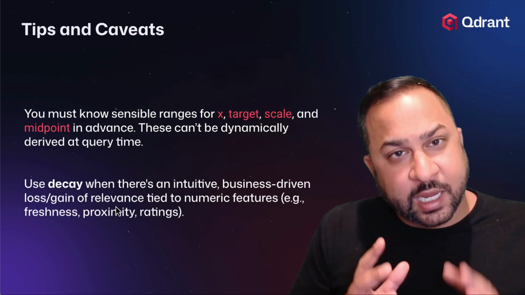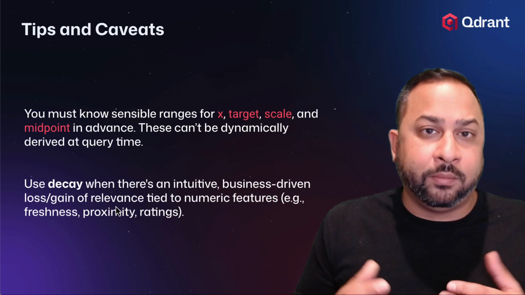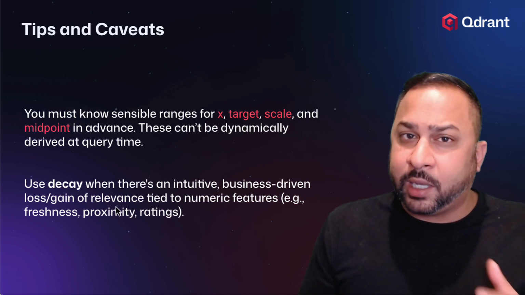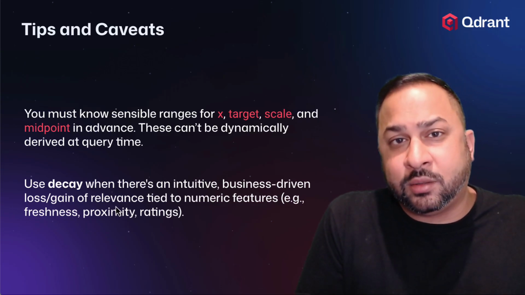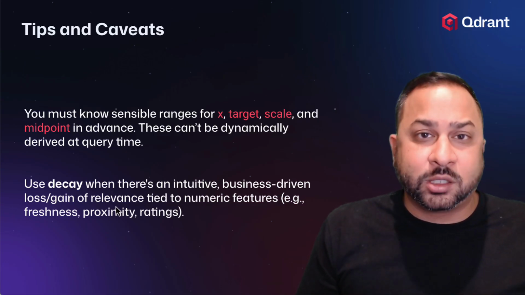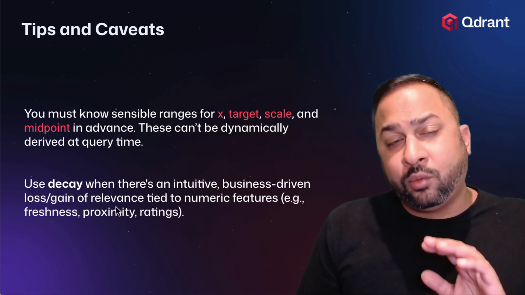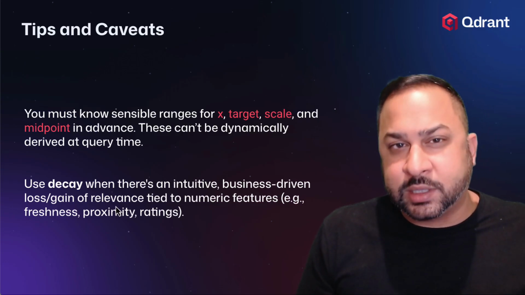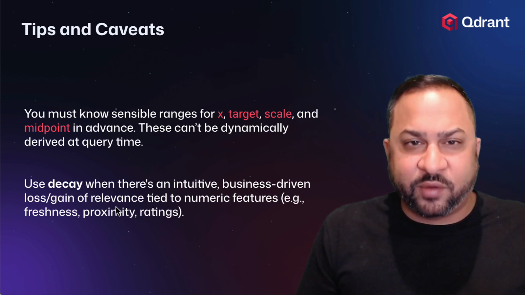So some tips and caveats for this. First of all, you must know sensible ranges for X, target, scale, and midpoint in advance. These can't be dynamically calculated or determined at query time, so you want to play with it and find what works best for you. And one of the ways I like to do this is through that interactive app that I just showed. So I'm going to put a link to that in the video description so you can actually play with the decay curves and see what's working best for you. And then you want to actually play with the results itself, and you only want to use these decay functions when there's an intuitive business logic or context that you want to implement in your numeric feature relevance.